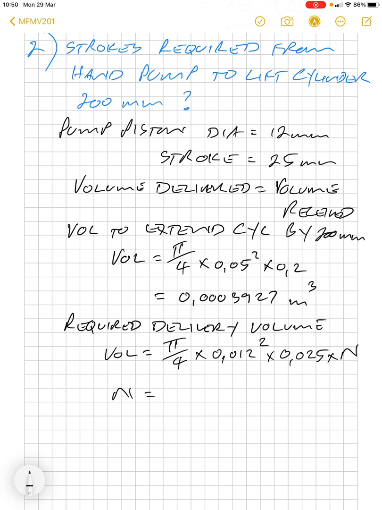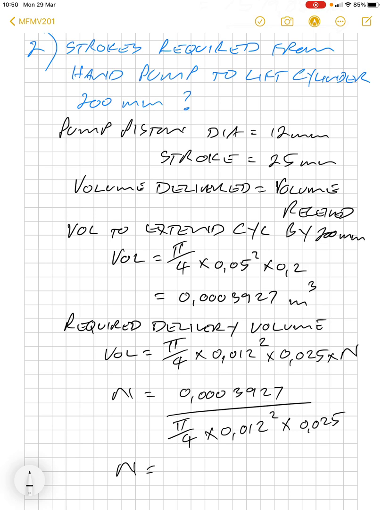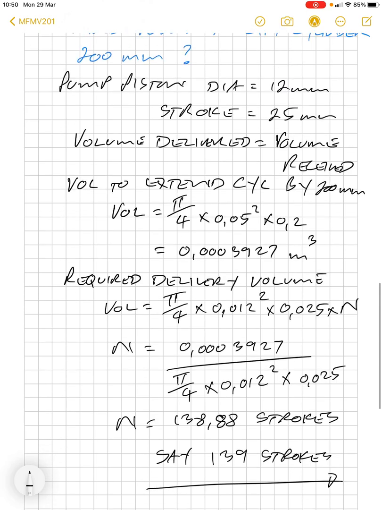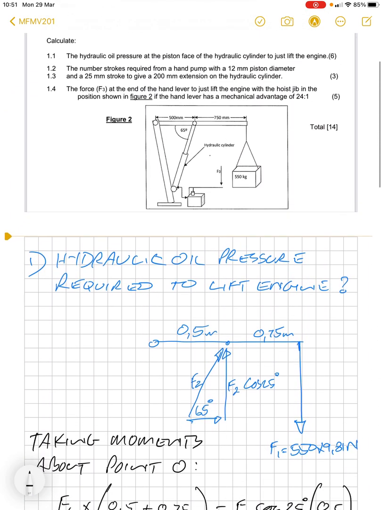So taking n to the subject of the formula, we know what that volume is, we just calculated it, 0.0003927. And pi over 4 times 0.012 squared, which is the hand pump diameter, multiplied by 0.025. That'll give us 138.88 strokes. Say 139 strokes. So that's how many strokes we need to lift the cylinder 200 millimeters.